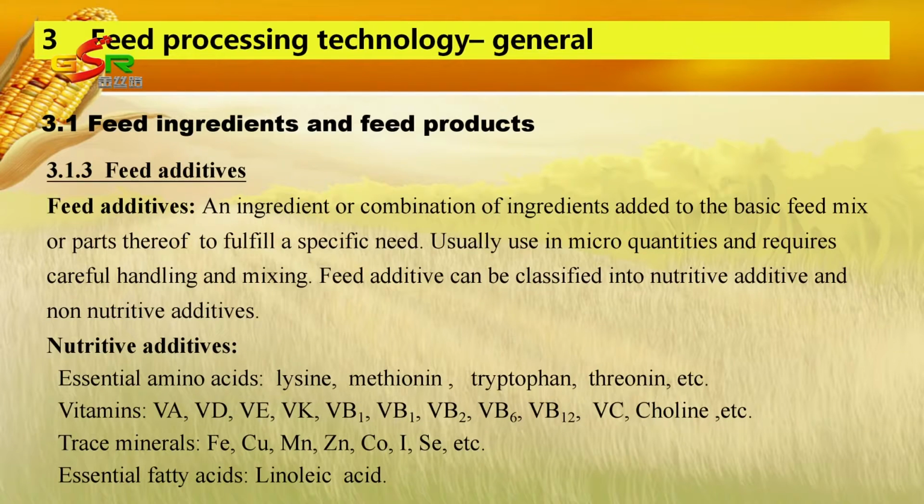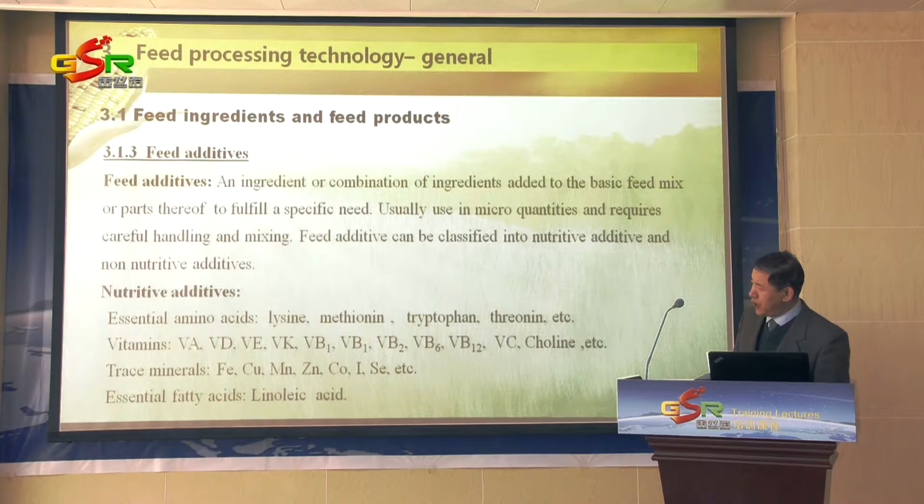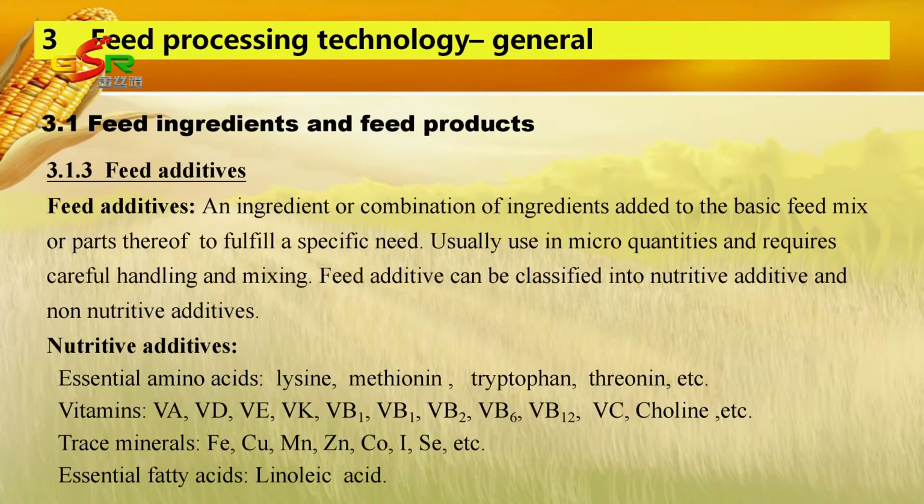Okay. The next kind of nutritive additive is vitamins. We all know vitamins A, D, E, K, these 4 kinds of vitamins are fat-soluble vitamins. And then we have B1, B2, B6, B12, vitamin C, choline, etc. All these belong to the B group vitamins. Okay? And the next one is trace minerals.